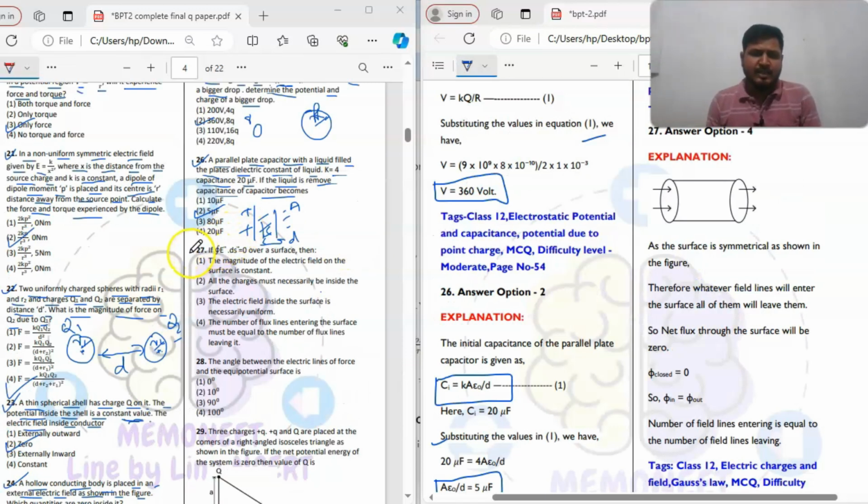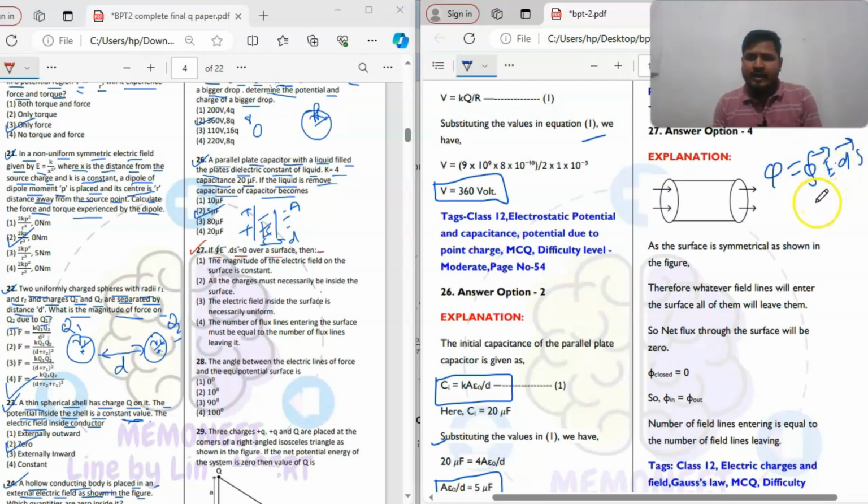Now move to the next question. The question is that if closed integral E vector dot dS vector is equal to 0 over a surface, then we have to choose one correct option. Here, what is the flux? What is the mathematical definition of electric flux? Phi is equal to what? Integration E vector dot dS vector, right?